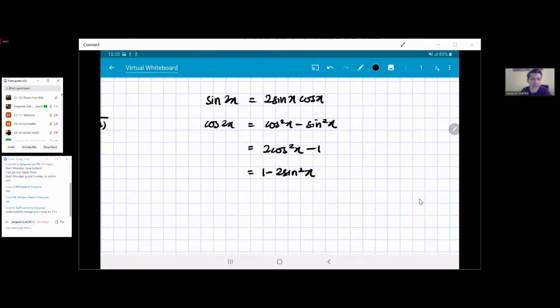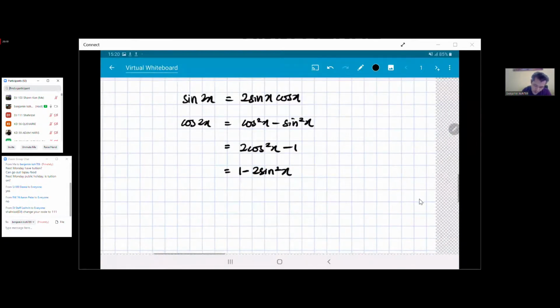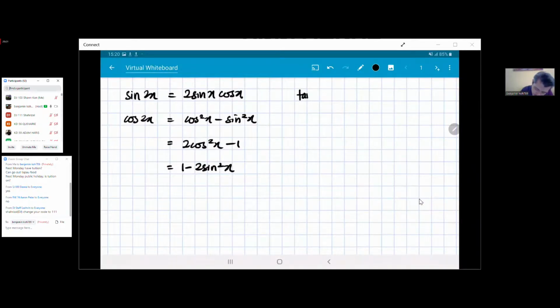This is called the double angle formula for sin 2x and cos 2x. And then we also have the double angle formula for tangent 2x. The tangent 2x here will be 2 tangent x over, at the bottom, 1 minus tangent square x.